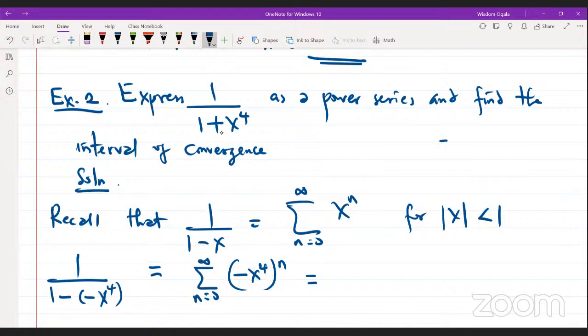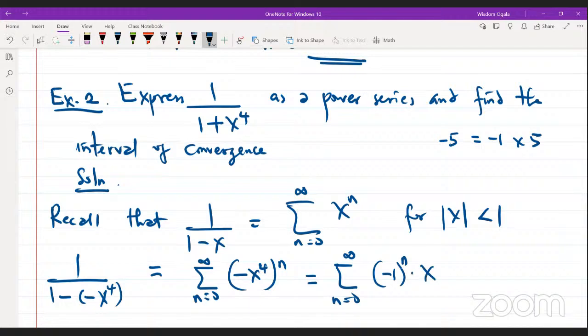If you have negative 5, negative 5 is the same thing as negative 1 times 5. That's the same principle we're going to apply here. I can pull out the negative, so I have negative 1. But keep in mind that there's an n right here, so you do have negative 1 to the n, times x to the 4n.